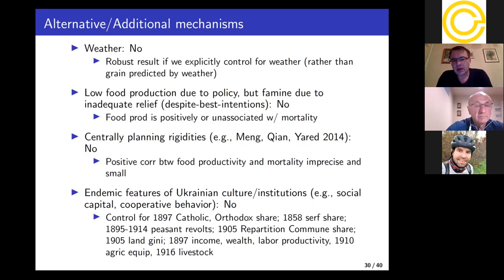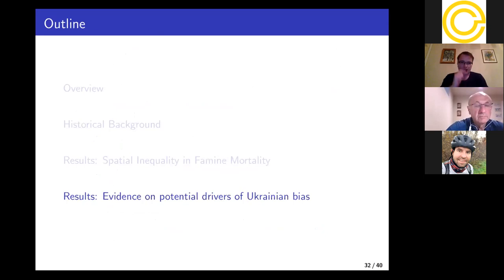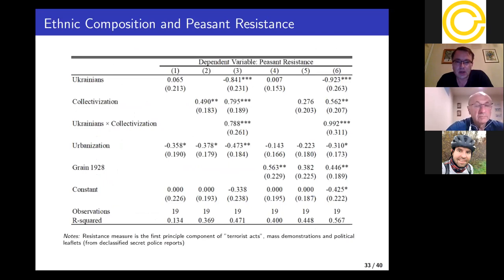And an alternative story might be something particular about Ukrainians, Ukrainian culture or institutions. We do our best to directly control for such characteristics, and we also do a placebo for the Tsarist famine, and we don't see anything for this famine. Back of envelope gives you big figures. I will not pay much attention to these results, because I see that I have only half an hour, and I would like to present the second set of results about potential drivers of Ukrainian bias. So first, let me show you.